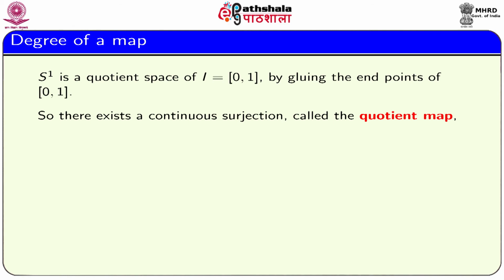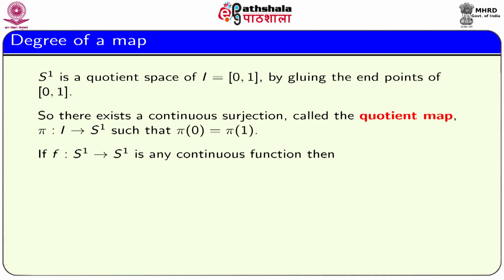How do I get the identification? If we take the closed interval [0, 1] and glue the points 0 and 1 together, then we will get a circle. So, there exists a continuous surjection called the quotient map, which we denote by pi, such that pi(0) is equal to pi(1).